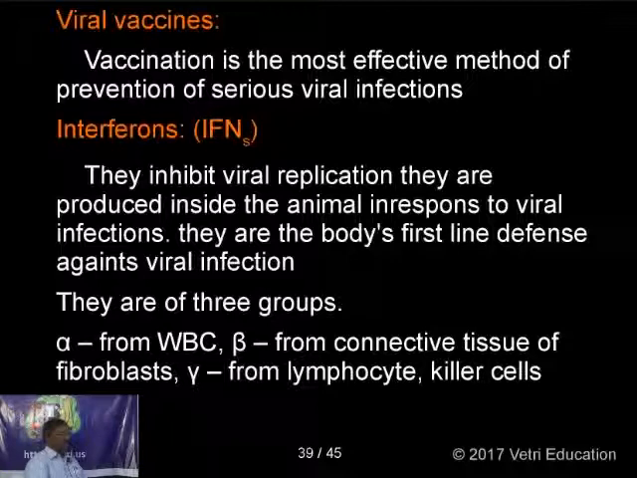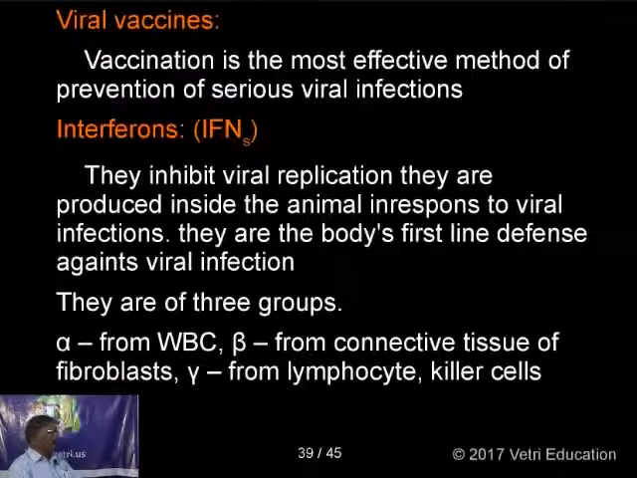And another thing is, our body has a defensive mechanism to prevent disease. Even after the disease comes, our white blood corpuscles and T4 lymphocytes kill those organisms, and they inhibit viral replication. They are produced inside the animal in response to the viral infection. When viral infection comes, immediately our system prepares the interferons. They are of three types, I will tell you later. The interferons are the body's first line of defense against viral infection. They provide defense against diseases.